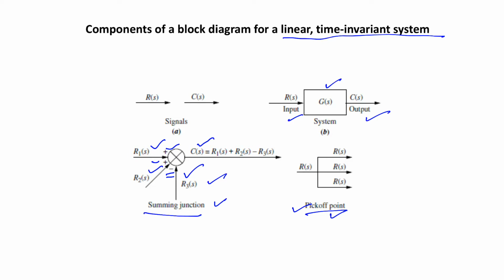Now the pick-off point actually distributes the input signal, that is R(s), undiminished to several outputs. So it gives the input signal undiminished to any number of outputs.